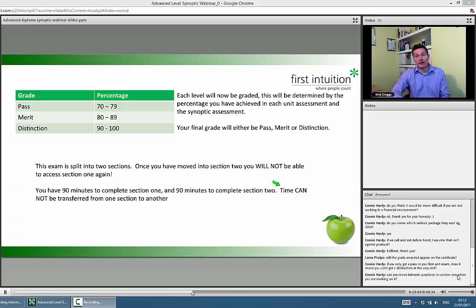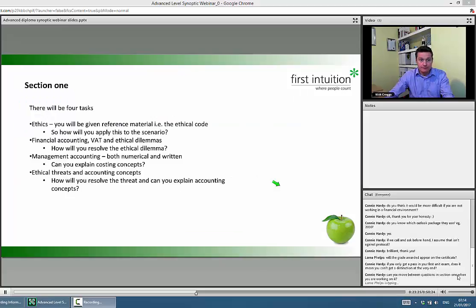Yes, you can move through questions in section 1, you can move through questions in section 2, but you cannot go from section 2 to section 1. So there's various questions in section 1. You could go to the last one, you could go to the first one, you can move around all the way through that, but you just cannot go from section 2 to section 1. So what we're going to do now is look at the various sections.